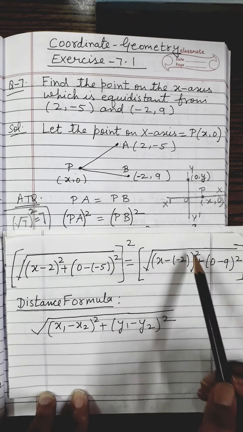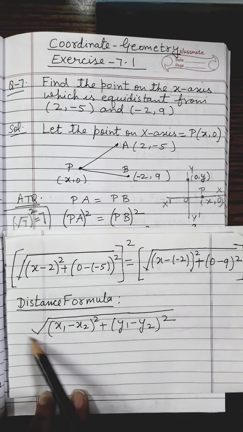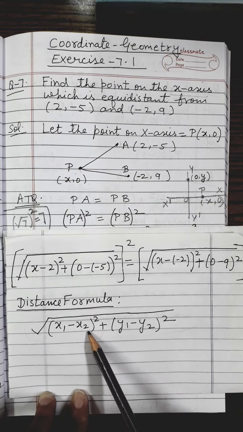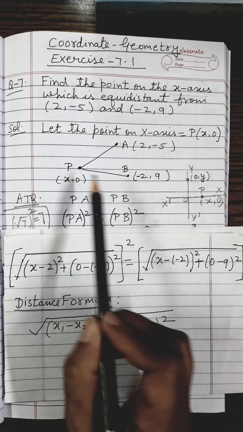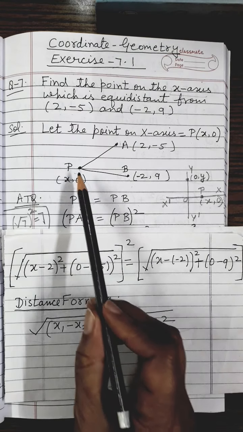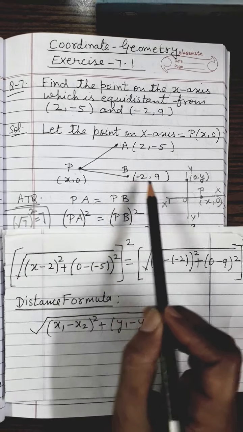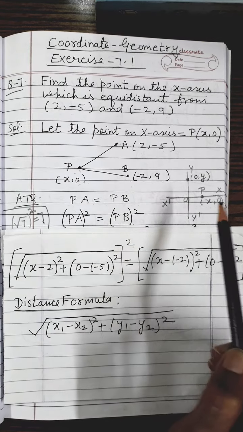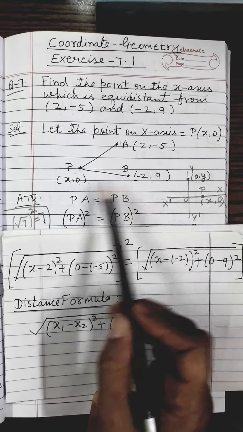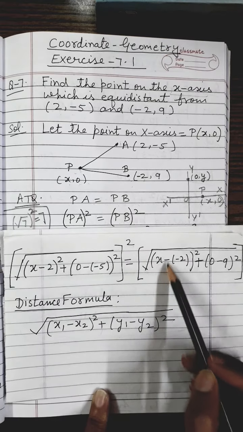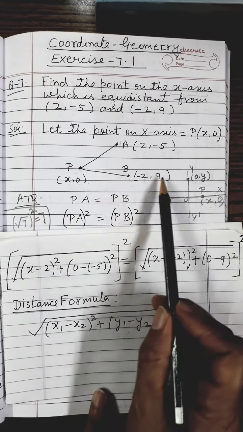Now similarly come to the right side for distance PB. PB is this distance. For PB again I will use this formula, square root x1 minus x2 whole square plus y1 minus y2 whole square. Now look at this P and B point. For this PB distance, P x comma 0, this is your x1 comma y1. Point B, this is x2 comma y2. So for PB distance, use this formula. What will be x1 minus x2 whole square? It will be x minus minus 2 whole square. So x minus minus 2 whole square plus y1 minus y2 whole square will be 0 minus 9 whole square.